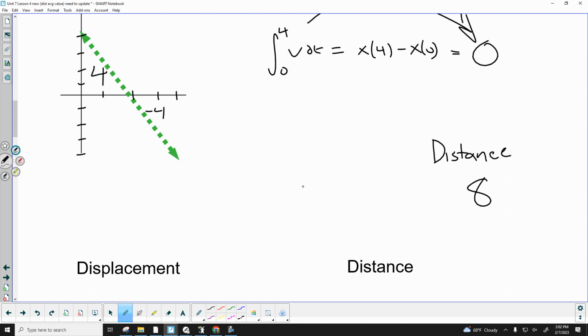Now, for distance, what did we do? You took the positive area from 0 to 2. You kept that positive. You took the negative area from 2 to 4. And what did you have to do with these two so that you get positive 8?